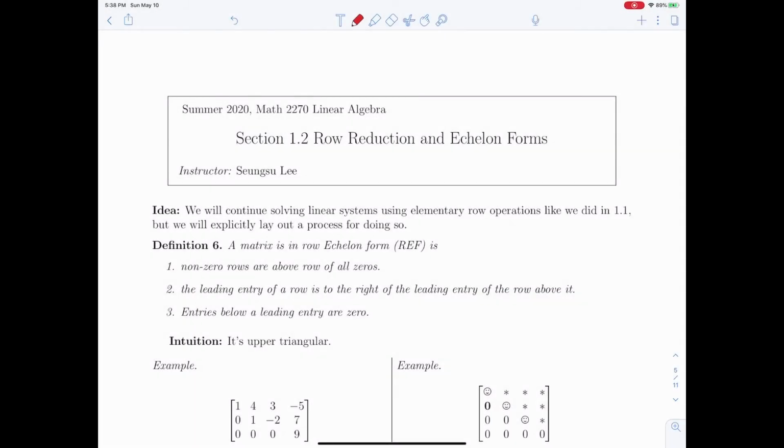Okay, so this lesson is about row reduction and echelon forms. Basically, we're going to continue solving linear systems using elementary row operations, like what we did in the previous section, but we will precisely lay out the procedure of how to do that.